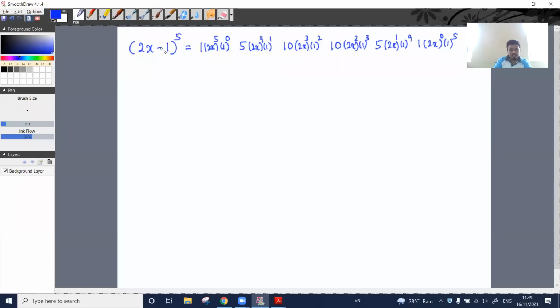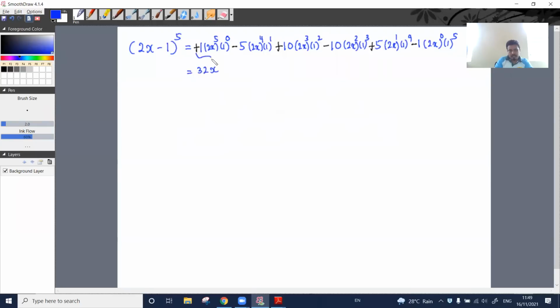Then here, within the brackets, we have a minus, right? So it should be plus, minus, plus, minus, plus, minus. Right. So once we simplify this one, 2 to the power 5 means 32.